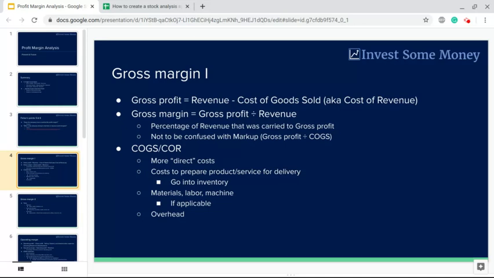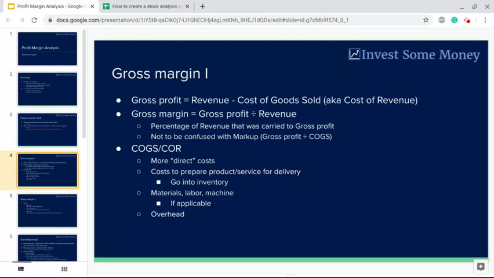So there's a relationship there. The higher the markup, the higher the gross profit, but they are not the same. A 50% markup, in other words, selling something that costs you $1 for $1.50, is going to give you a 33% gross margin, 50 cents divided by $1.50, whereas it's a 50% markup, 50 cents divided by $1. So you can see there's a difference. So don't confuse the two.